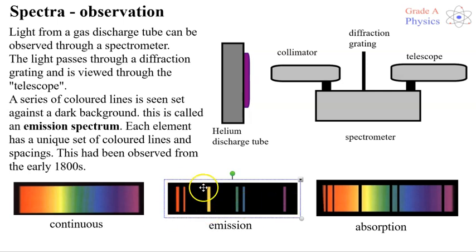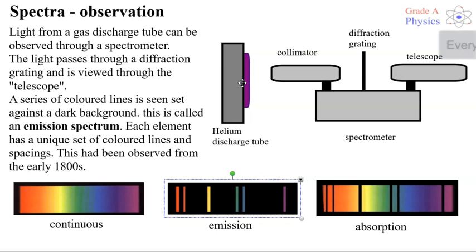We've got particular coloured lines on a dark background, lines of a very particular frequency or wavelength and a very particular spacing. If we looked at helium, we might get something like this. If we looked at hydrogen or other elements, we would get a different set of lines. So this is particular for individual elements. This is called an emission spectrum.